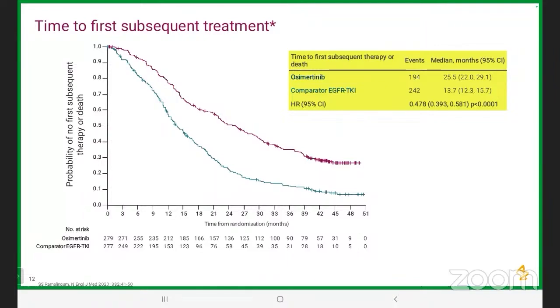So this simply means that once you start osimertinib, the likelihood or the necessity that we will have to switch the treatment or change the treatment to any other form because of any of the reasons, let it be intolerance, let it be progression, is very less likely if we start the patient upfront on osimertinib.